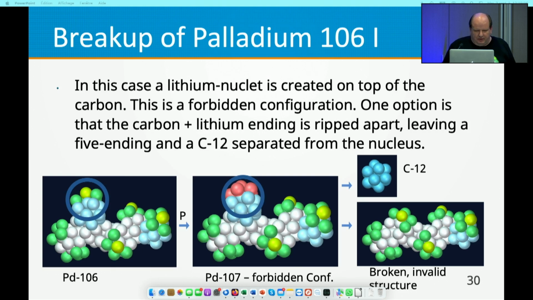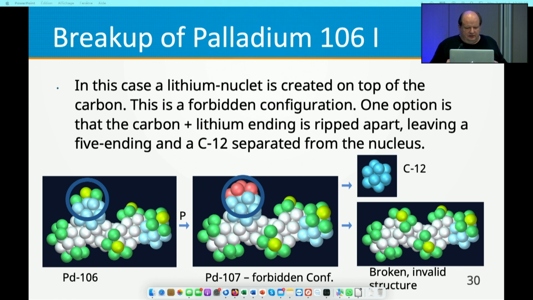So in case now we have the breakup of palladium-106. What we see here is basically that it's a different isotope version. It comes in, it creates this lithium ending. It's the red one. That's what it's called in the model. And that, again, is not an allowed configuration. It's forbidden. So the nucleus reacts and tries to get rid of it.